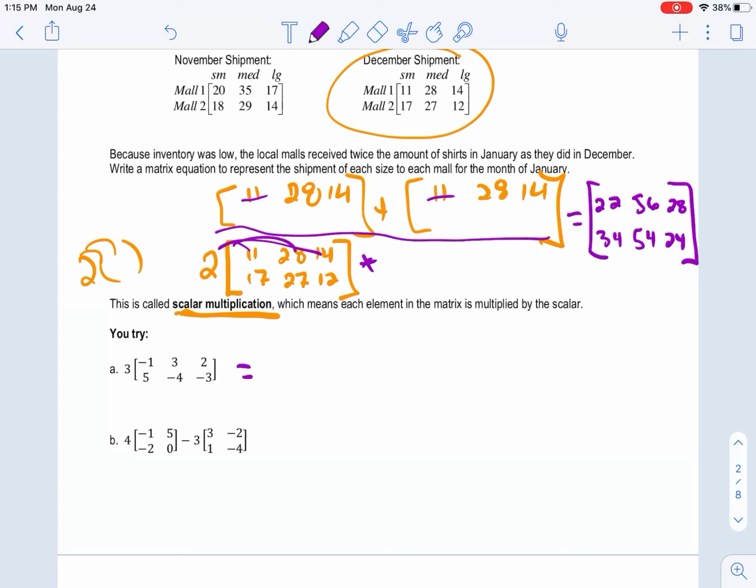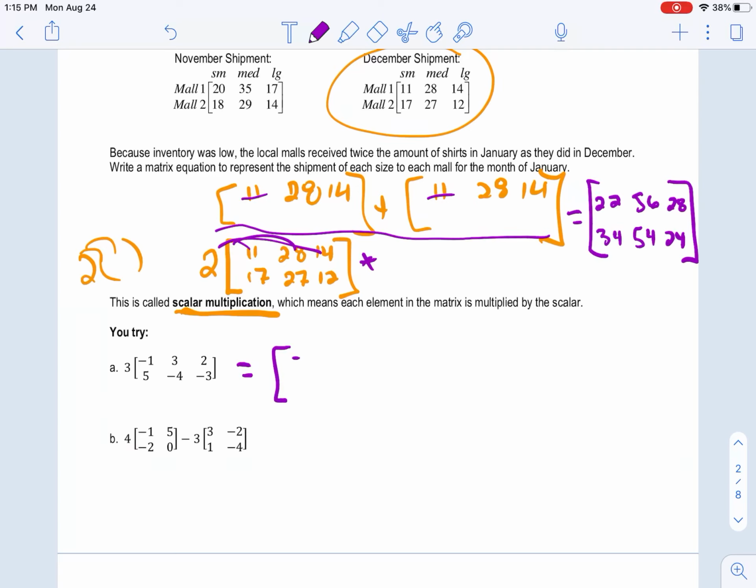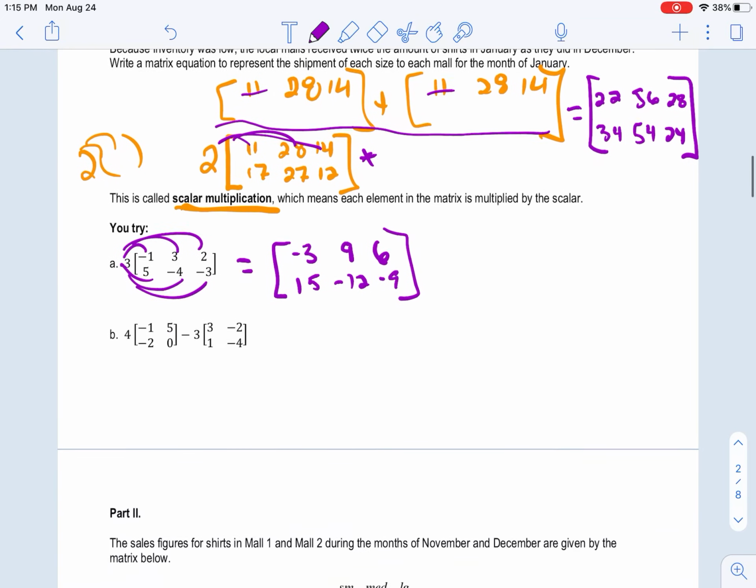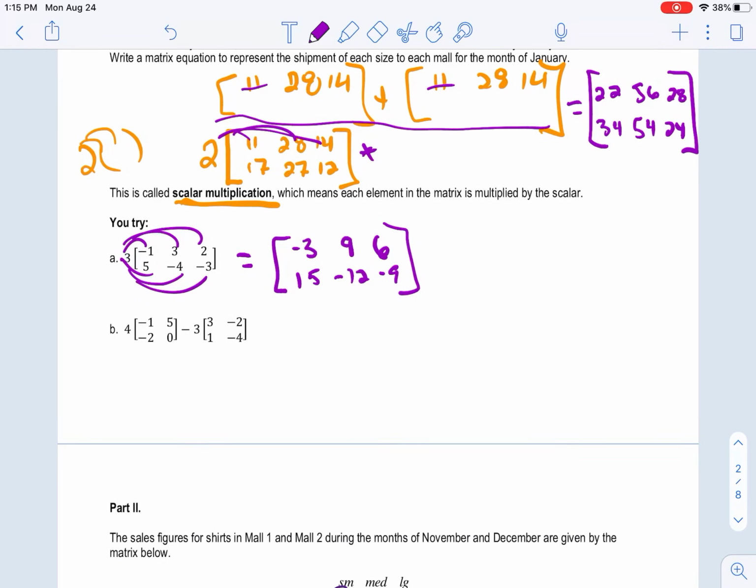Multiply every single number by 3. Pause me and come back. Okay, welcome back. So now this would look like -3, 9, 6, 15, -12, -9. I multiplied 3 times every single piece. Okay. This next one, we need to distribute 4 to each piece, 3 to each piece. Then we can get our answer, and then we can subtract them.